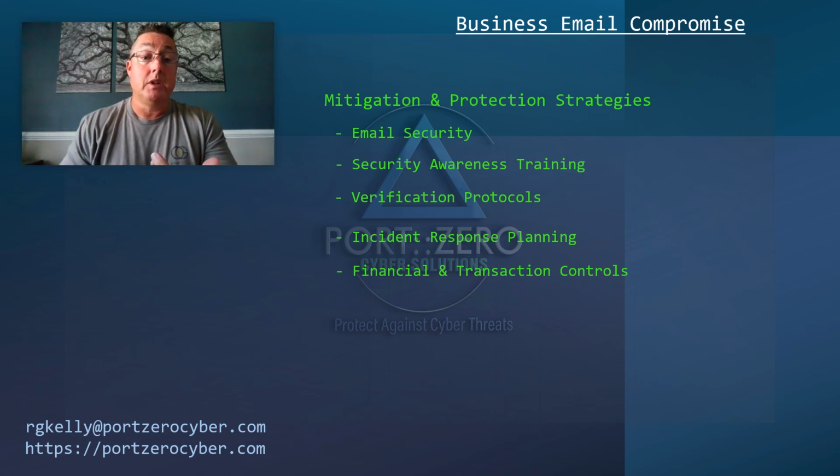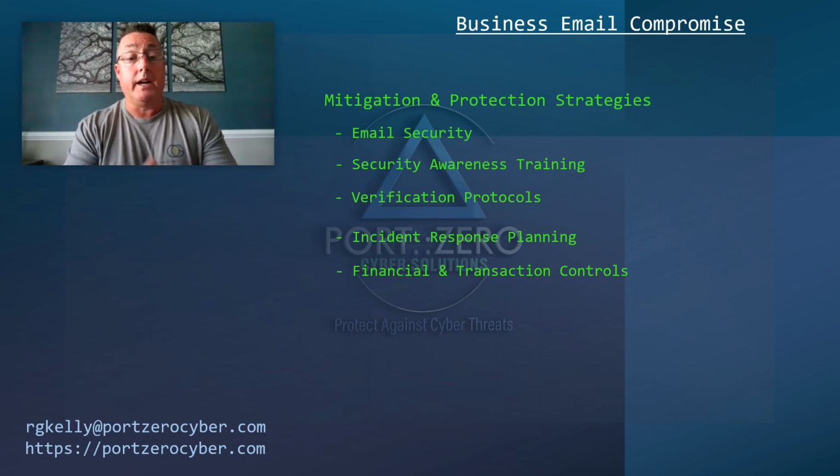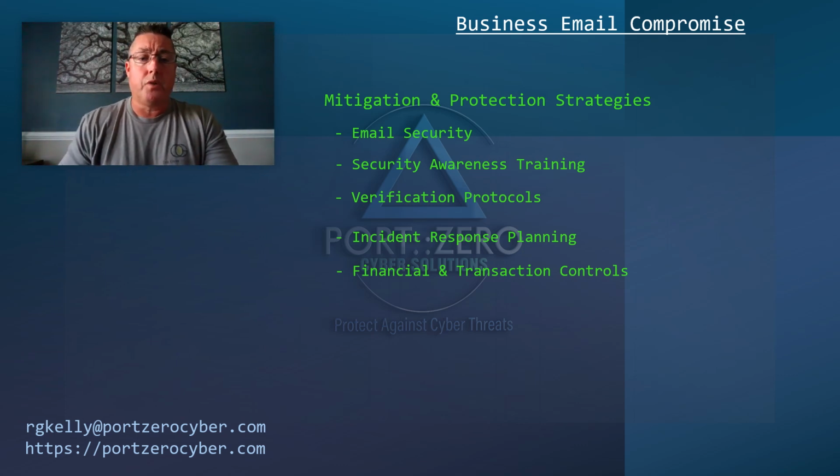Monitoring and detection. Lastly, monitor your email accounts for unusual activity and use fraud detection tools to analyze transaction patterns. Early detection is key to preventing a successful BEC attack.